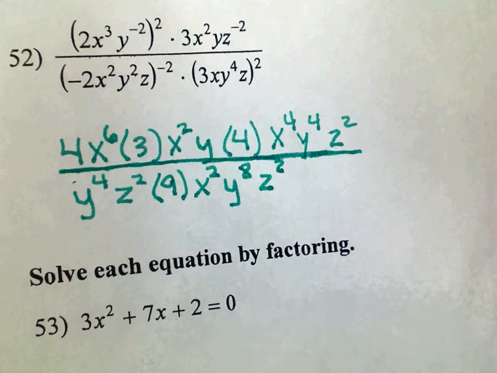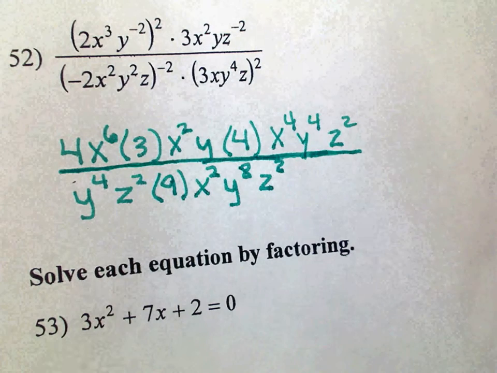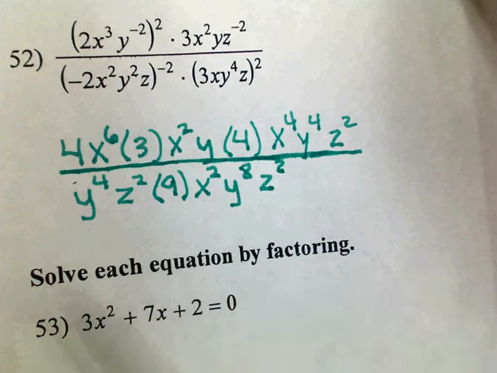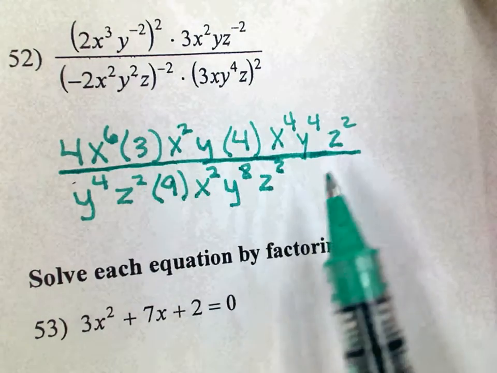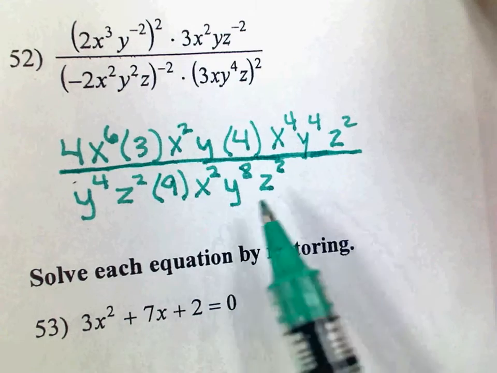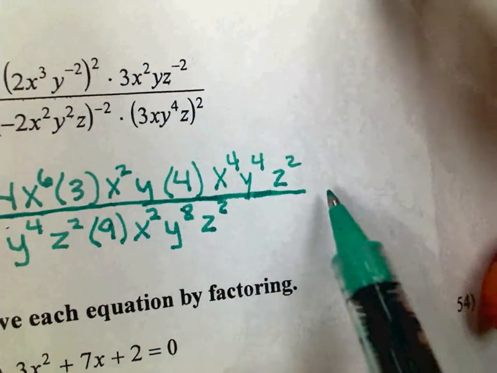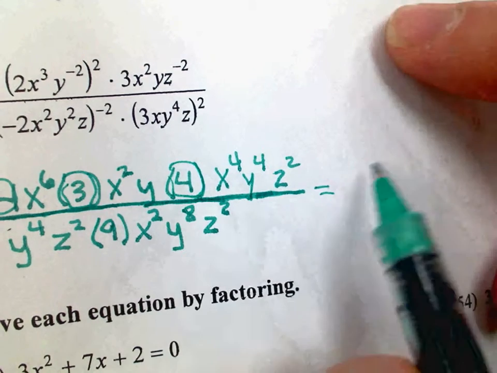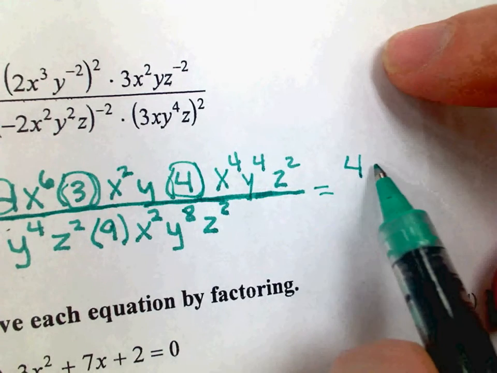All right, now you've got a lot of stuff, a big mess, basically, on the top and the bottom. So once you put everything on the appropriate side, you notice we don't have any negatives. That's a good thing. Now we're going to start combining. So on the top, I see a 4 times a 3 times a 4. That would be 12 times 4 is 48.